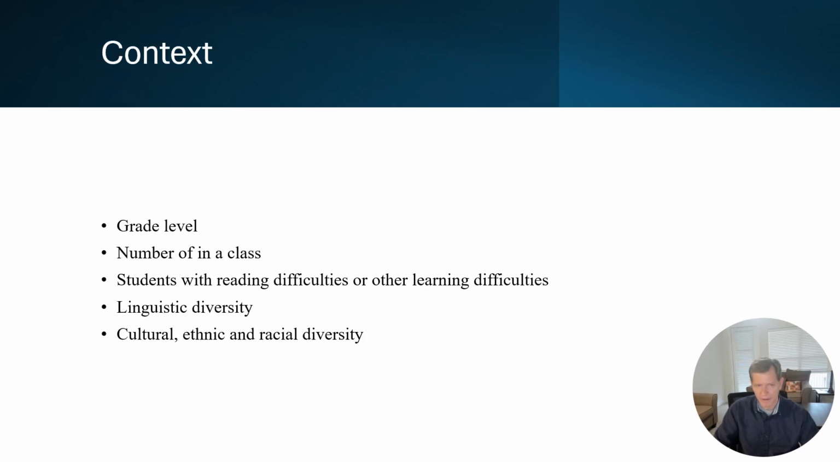Context matters in research as well as in overall reflective practice. So at the very least, I'll want you to be clear about what grade level you were teaching, number of students in class, students with reading difficulties or other learning difficulties in general, because I know there are privacy issues, linguistic diversity within your class, as well as cultural, ethnic, and racial diversity in your class, and how this affected the planning of your instruction.